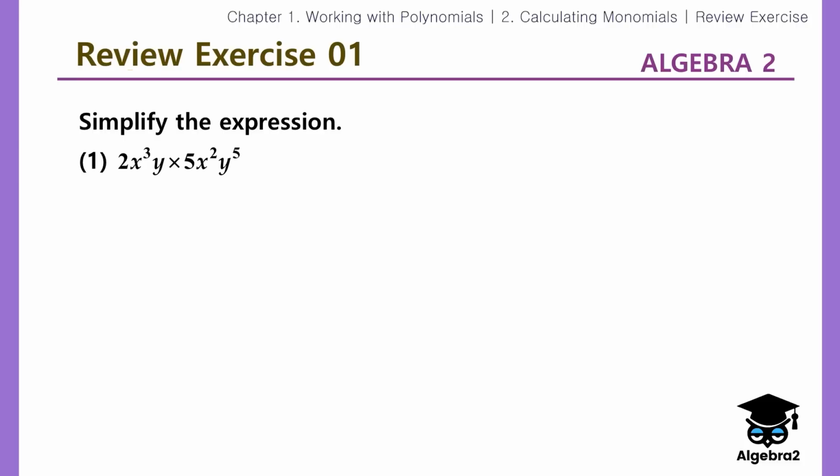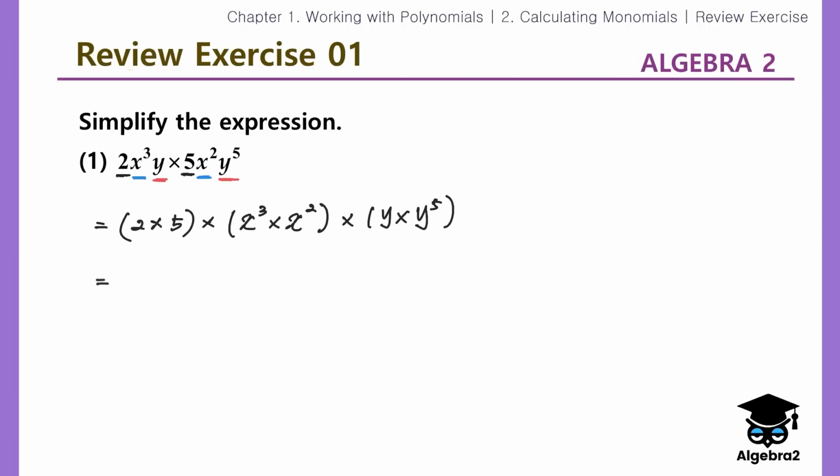Review exercise number 1. Let's simplify this expression. For number 1, we have 2x cubed y times 5x squared y to the 5. What we have to do is multiply constant by constant, x variable by x variable, y variable by y variable, right? So number 1 is equal to constants 2 and 5, times x cubed times x squared times y to the 5.